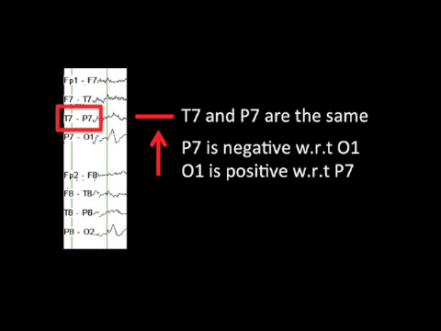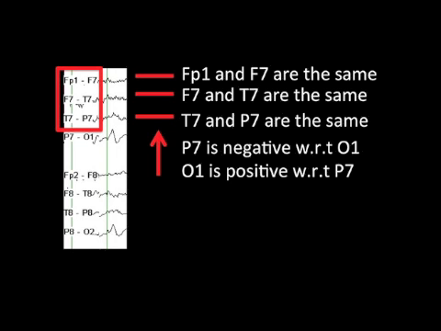We can see that actually at T7, P7, the line is relatively flat or isoelectric. By EEG convention, this suggests that T7 and P7 are the same. Further up, we see that all the other channels are flat as well, suggesting that all of these electrodes have similar or the same waveform. Therefore, the electrode that seems to have different activity is O1, and this suggests that we have a positivity at O1 or in the occipital region.